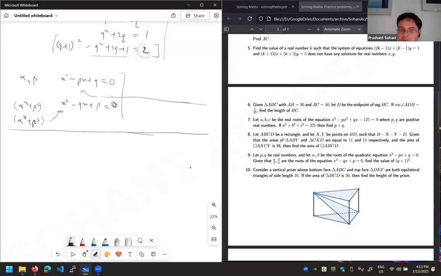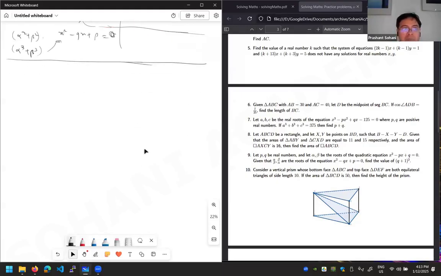Okay, last question. Again a 3D geometry question. Anybody solve this question?